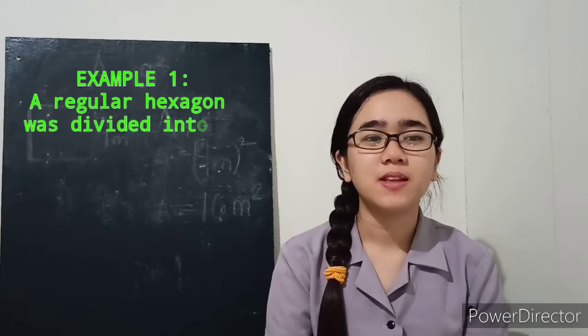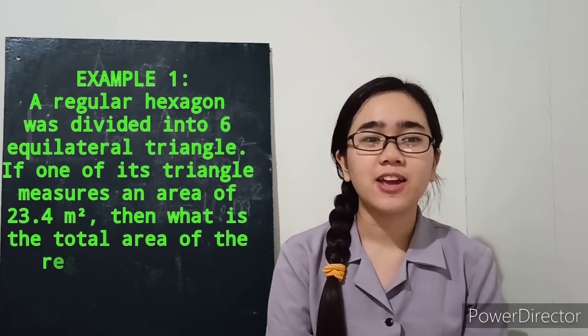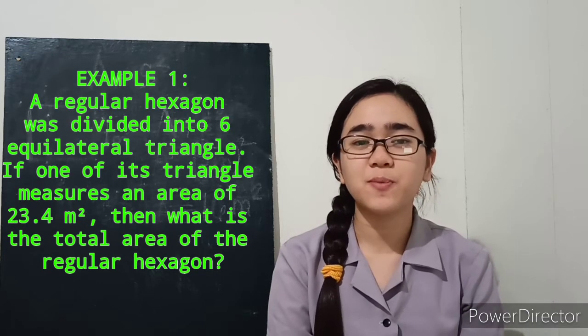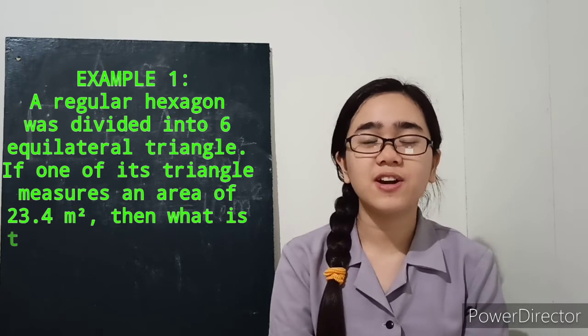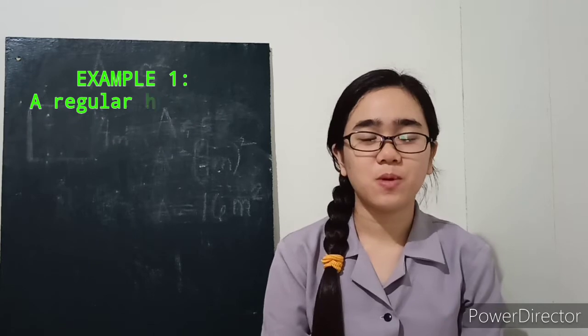Example number 1. A regular hexagon was divided into 6 equilateral triangles. If one of its triangles has an area of 23.4 meters square, then what is the total area of the regular hexagon? Let's try this example.